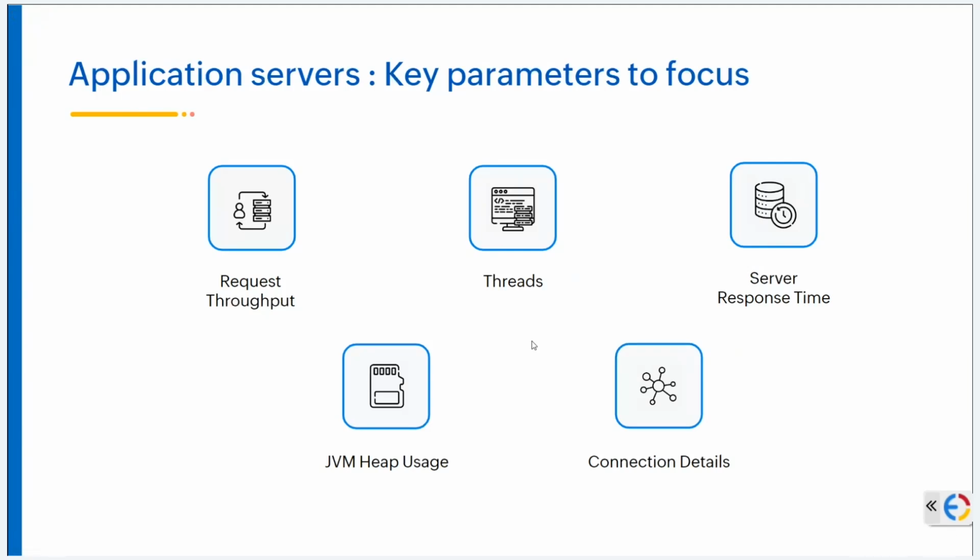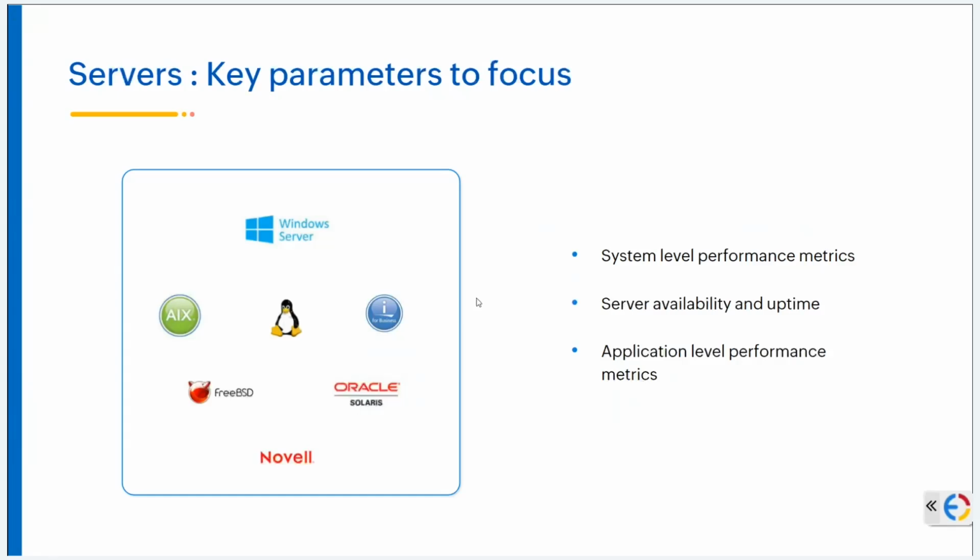Additionally, you can also analyze the historical data to identify trends and patterns, enabling better resource usage and allocation and application optimization over time. So next we have the servers. When it comes to servers, there are some key metrics that you need to focus on. Some of the metrics are system level performance metrics, server availability and uptime, and application level performance metrics.